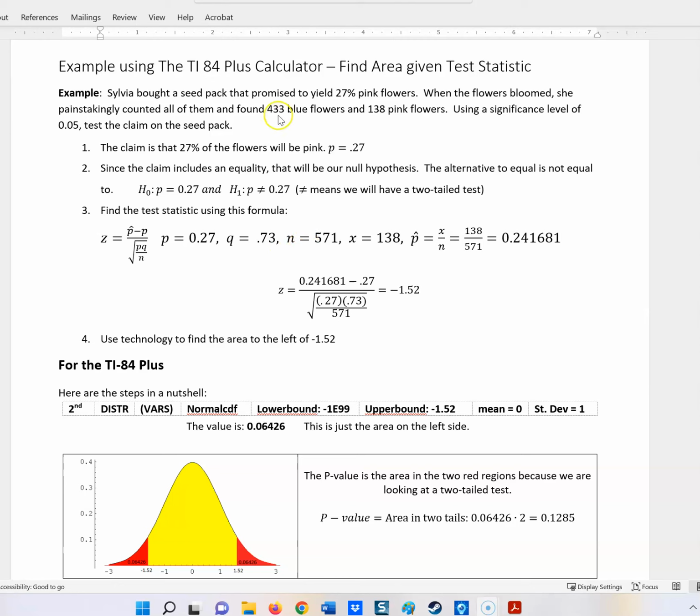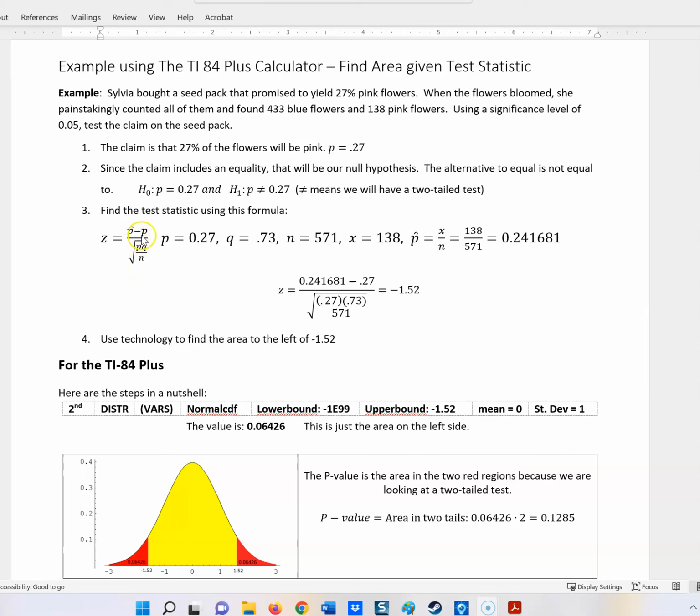Well, we know that if we add the 433 and the 138 together, that would be our total number of flowers, so that's 571. The ones that were actually pink in this case were 138, and to find our p hat, we take that 138 and divide it by the total number, which was 571, to get 0.241681. Now we have described all the variables in this particular equation.